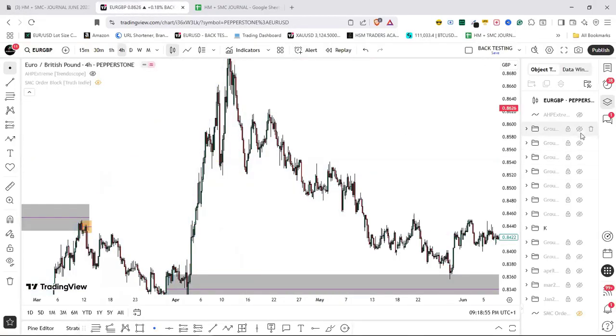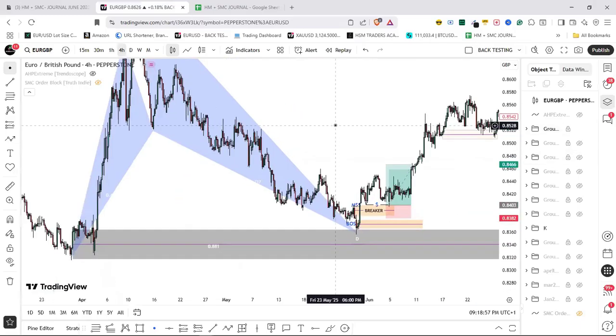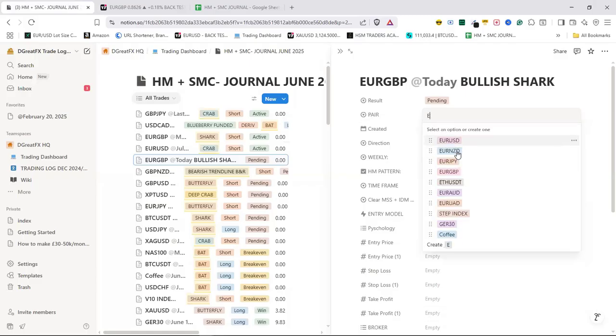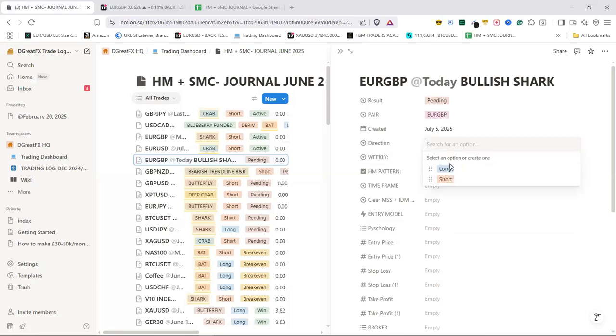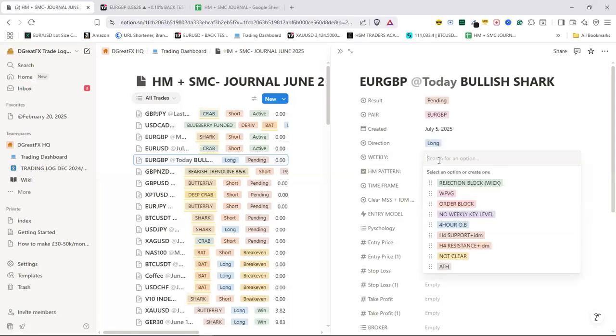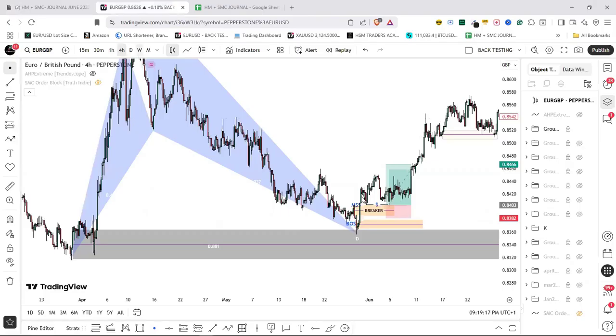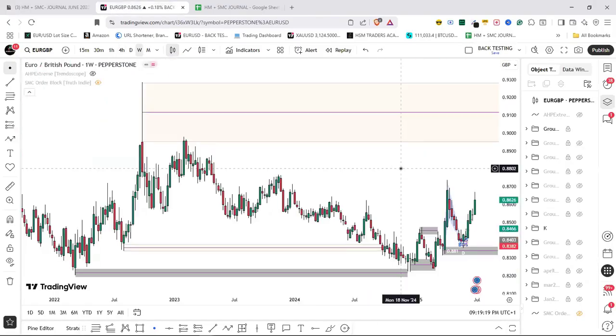Now, the buy. For the buy, we are now on the buy. We have the buy Euro GDP bullish shark, and then pair, we select the pair Euro GDP. Okay, this is a pair, and then direction is long. Weekly, that is a weekly order block. Let me go to the weekly time frame. It's a weekly order block.